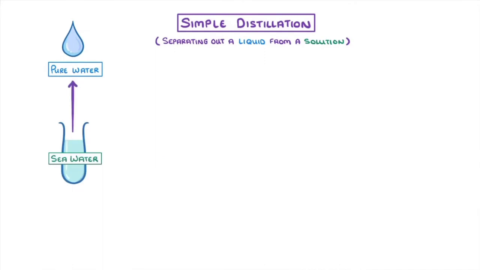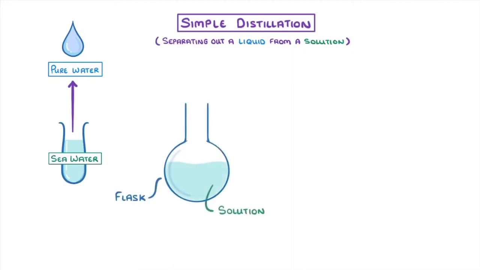Before we cover how it works though, we need to be familiar with the equipment. First, we have a flask that contains the solution, or the liquid mixture, that we're trying to separate. And the flask is sealed at the top with a bung, so that no gas can escape. We then put a thermometer through the bung so that we can measure the temperature inside the flask.